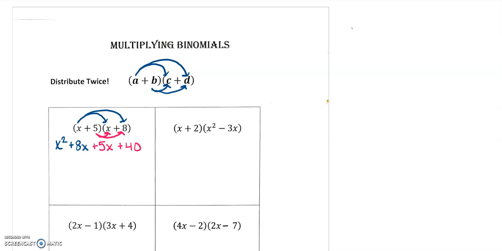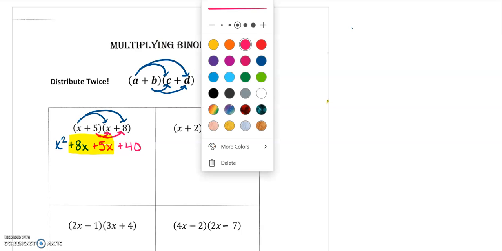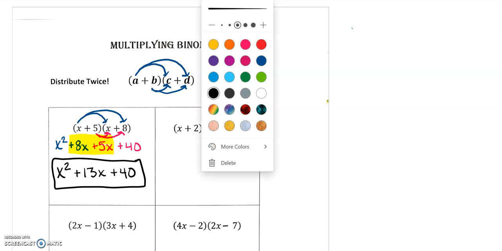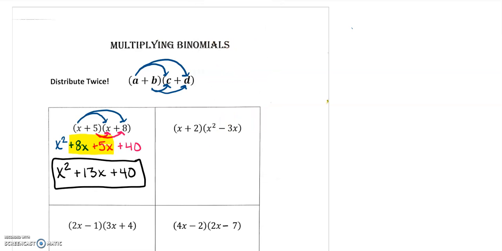Now what we're going to do is we just have to combine like terms. And if you notice, the only two like terms we have are right here. So we're going to go ahead and combine those together. So we're going to have an x squared. 8x plus 5x is 13x. And then we have positive 40. And we have just multiplied two binomials by distributing twice. Okay, let's try another one.